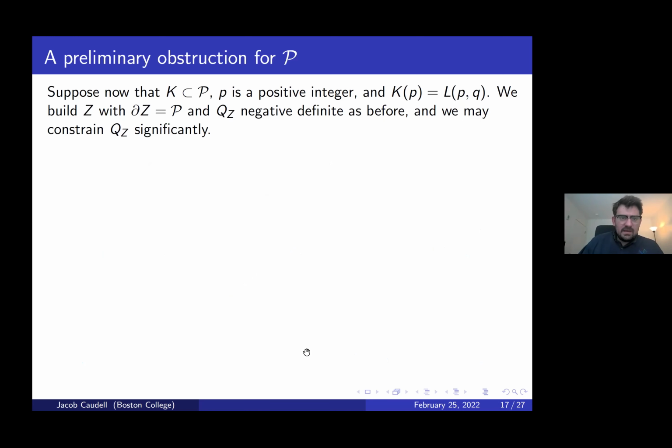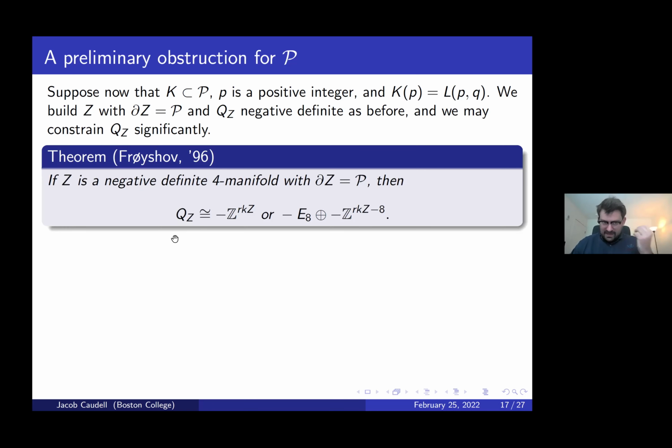And so when we specialize to the case that Y is the Poincaré homology sphere, we have a knot in the Poincaré homology sphere, P a positive integer, P surgery on K is L(P,Q). We build this Z, its boundary is the Poincaré homology sphere, and the intersection form of Z is negative definite. And then we can use this theorem of Froyshov to try to figure out what the intersection form of Z is so that we get some concrete embeddings.